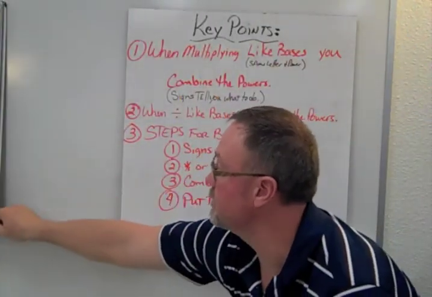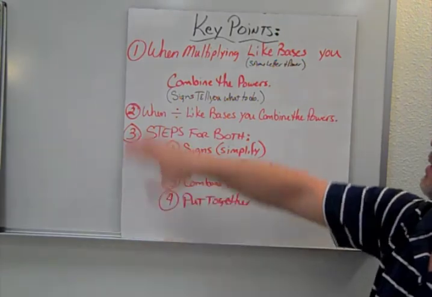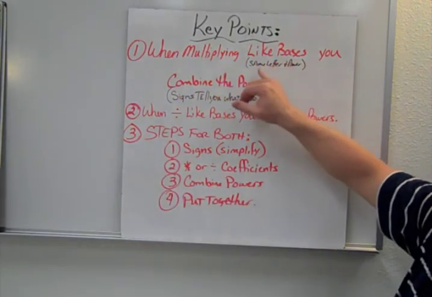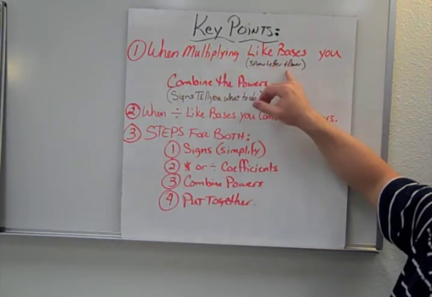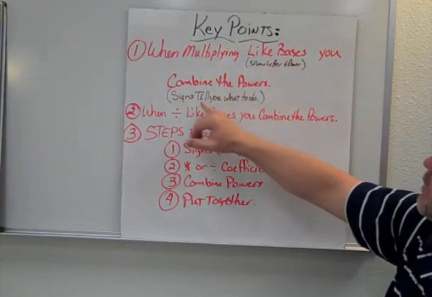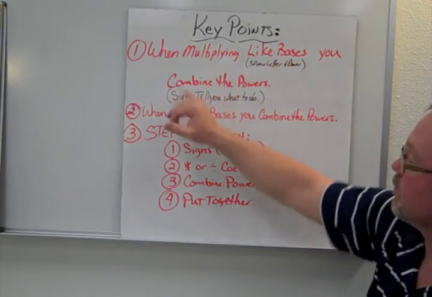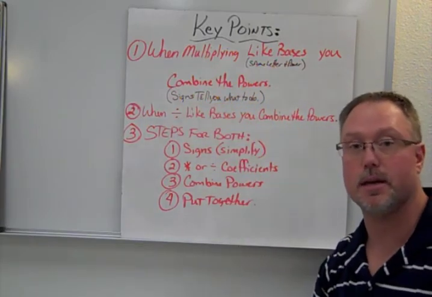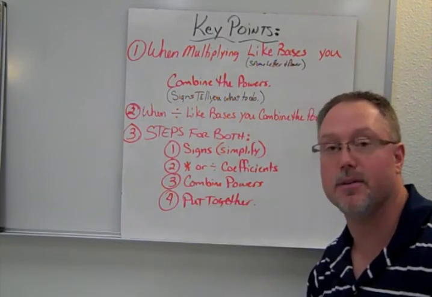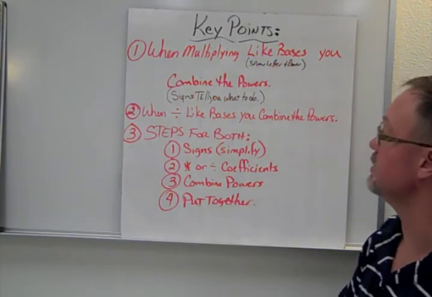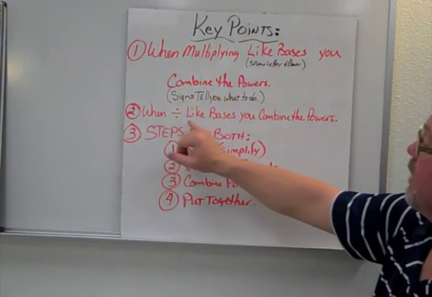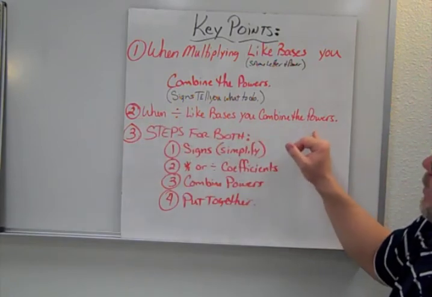So some key points to leave with. One, when you're multiplying like bases, meaning the same letter and power, you combine the powers. So the combining part: if I have same signs I add, different signs I subtract, larger number carries the sign. Two, when dividing like bases, you combine the powers.